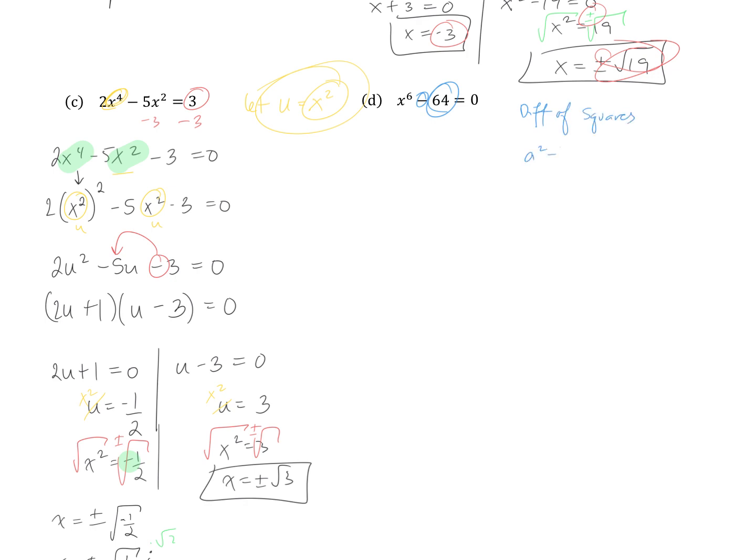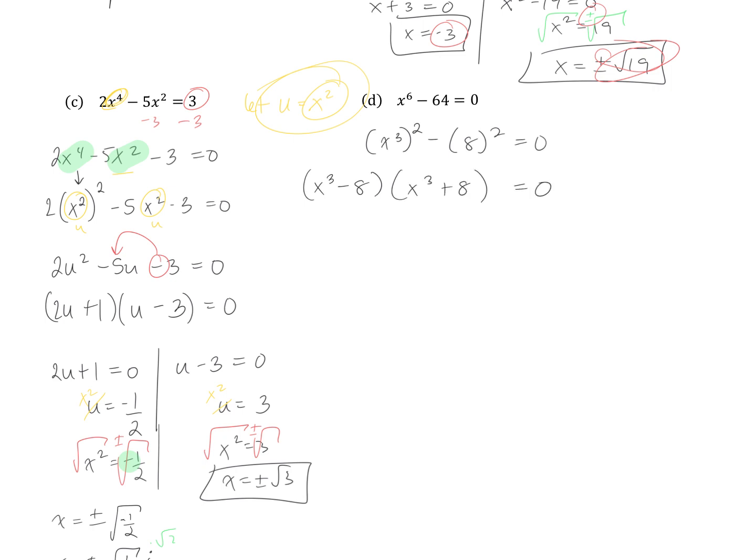As you recall, a squared minus b squared equals a plus b times a minus b. So I'm going to try to write this in terms of something squared minus something else squared. Can we do that? So that is going to be x to the 3rd power squared minus 8 squared. Look, we did it. So let's go ahead and factor that out. That'll be x cubed minus 8 times x cubed plus 8.